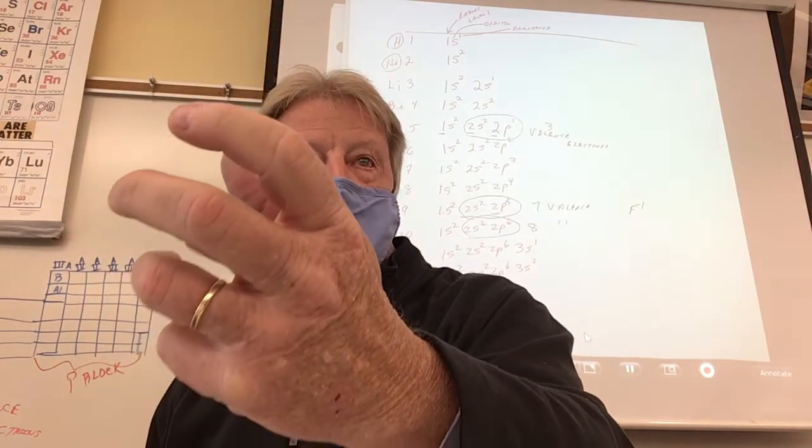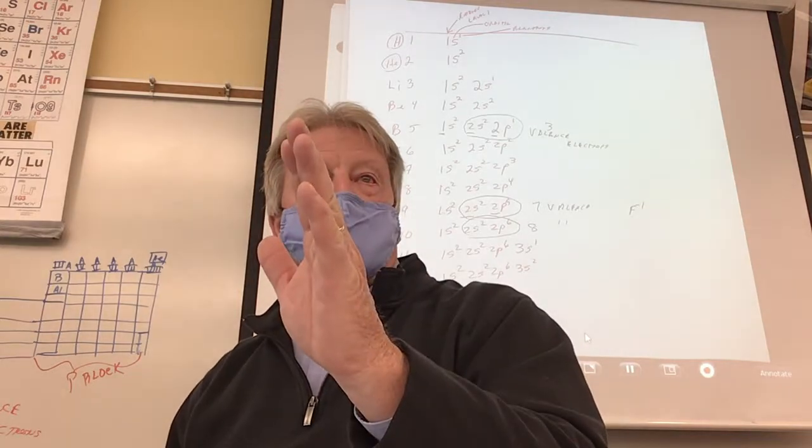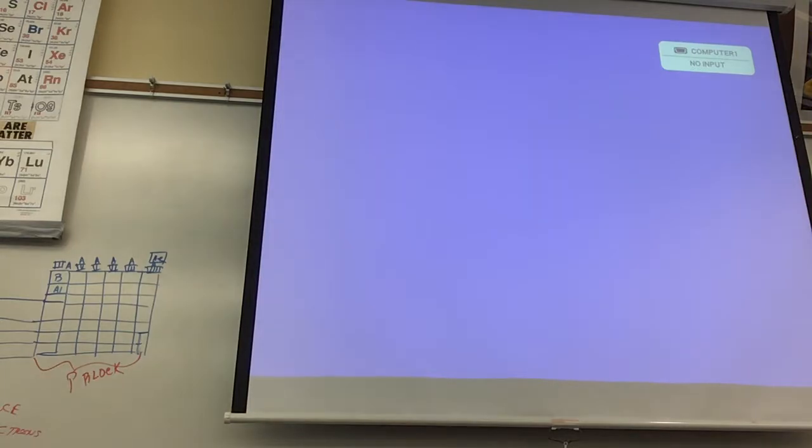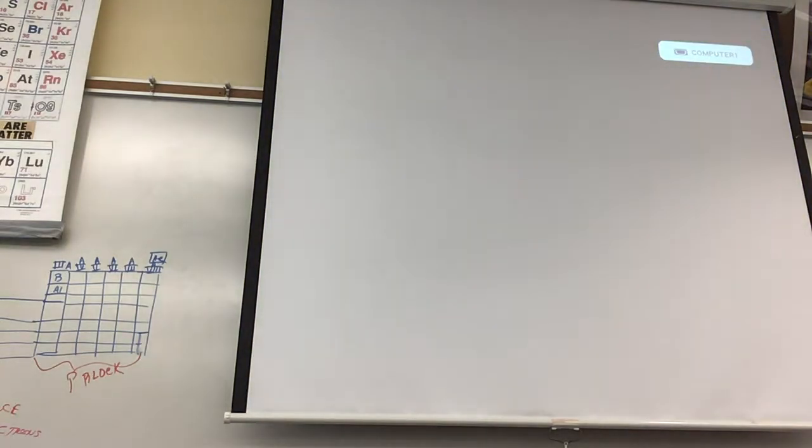Now, if the magic number is 8, what's halfway to 8? 4. So if you're in column 4, you sometimes gain and you sometimes lose.